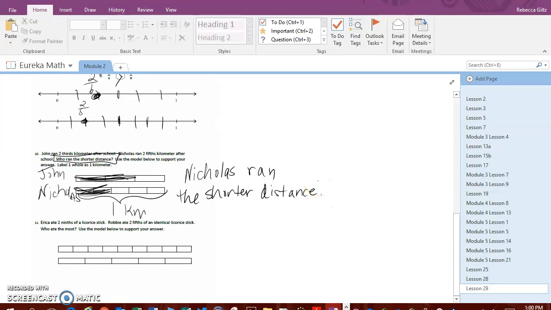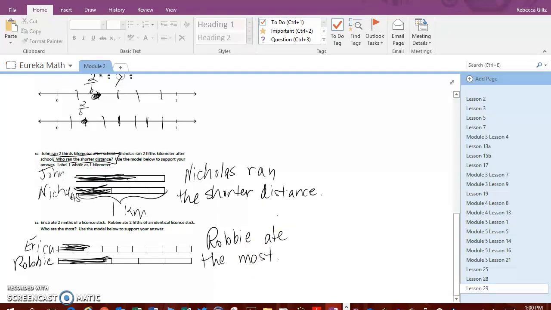Number 11 is very similar. Erica ate 2/9 of a licorice stick. Robbie ate 2/5 of an identical licorice stick. Who ate the most? Use the model below to support your answer. So, this one is 9ths, so this is Erica, and she ate 2. Robbie had 2/5. Who ate the most? Robbie ate the most. Okay, now don't turn the computer off.